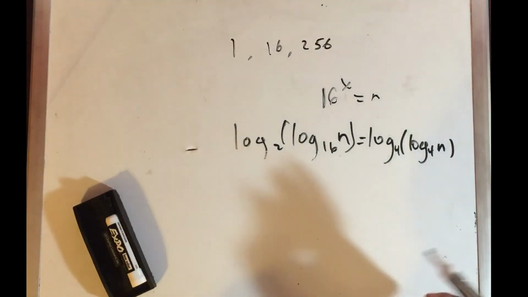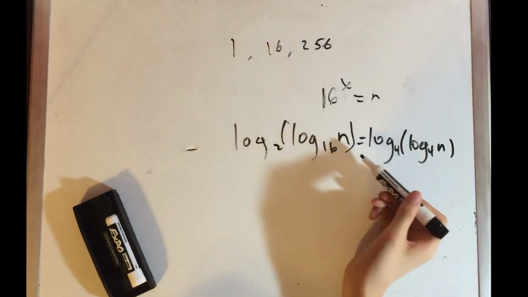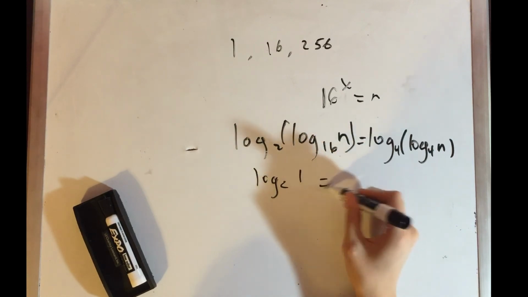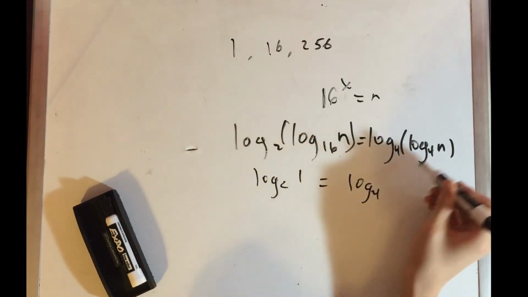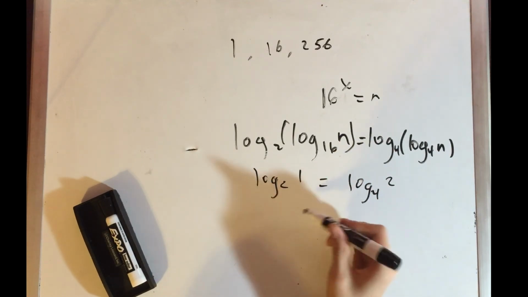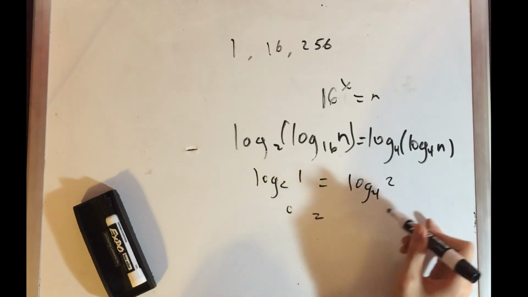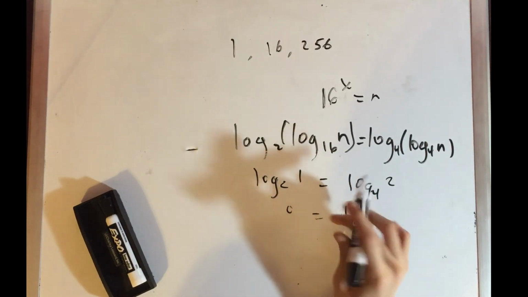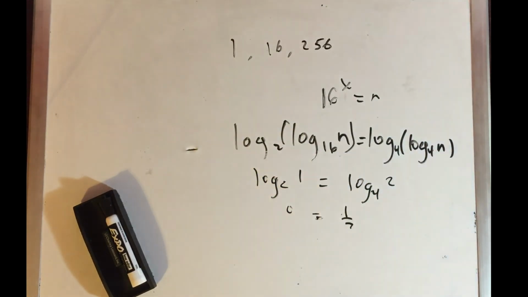So let's test 16. If you have log base 16 of 16, that's 1. So then you have log 2 of 1 equals log 4 of log 4 of 16. Log 4 of 16 is just 2. And then the left side is going to equal 0, and the right side is going to equal 1/2. But 0 does not equal 1/2, right? So that means 16 is not going to work.